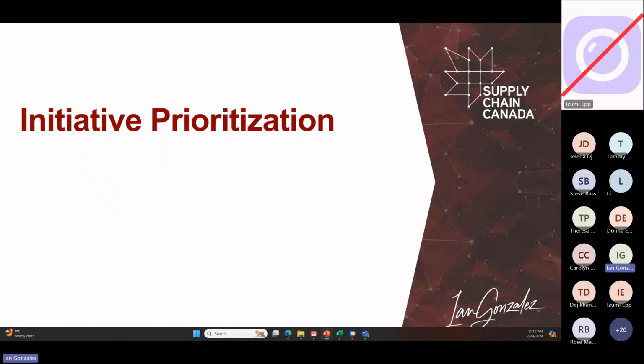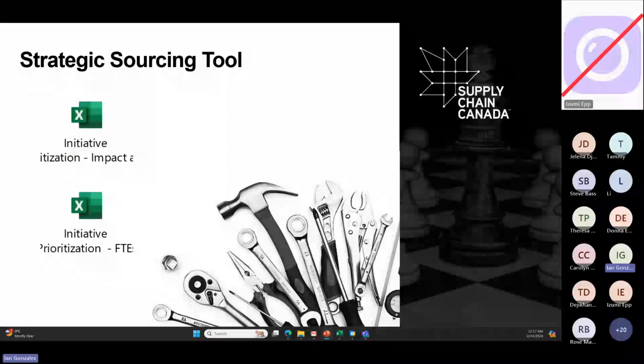When I started this meeting this morning, I showed you that FTE calculator. I have something far more advanced than that. I even tell you which initiatives you should do and which ones you should drop. So I'll give you 2 tools. There are 2 tools that I developed for this course that will help you look at how you prioritize sourcing initiatives. One through impact and ease of implementation, and the other one by FTEs. This is an advanced FTE calculator. So let's go through them.